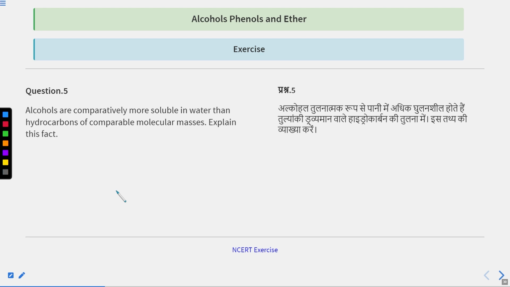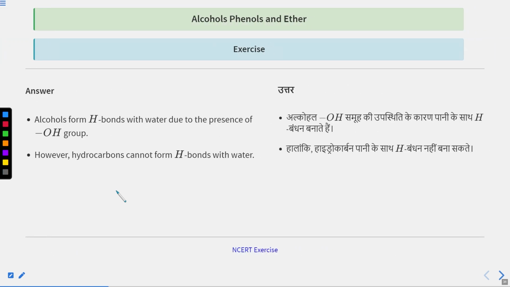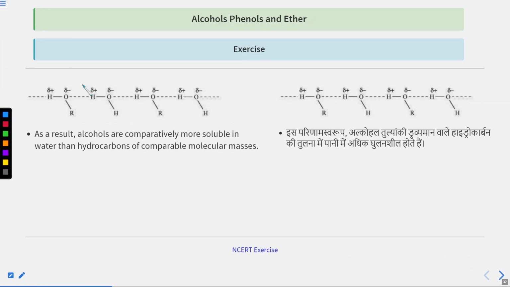Next, we have alcohols are comparatively more soluble in water than hydrocarbons of comparable molecular mass. So again, the same reason applies here, due to the formation of hydrogen bonding between alcohol and water. So this is alcohol and this is water. You can see there is a hydrogen bonding interaction. For that reason, we have a higher boiling point as compared to normal hydrocarbon.